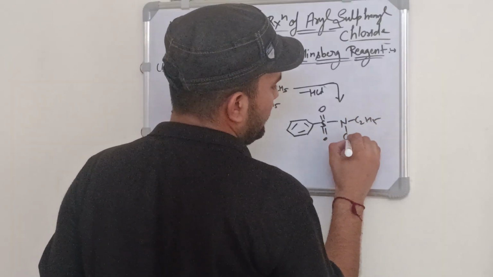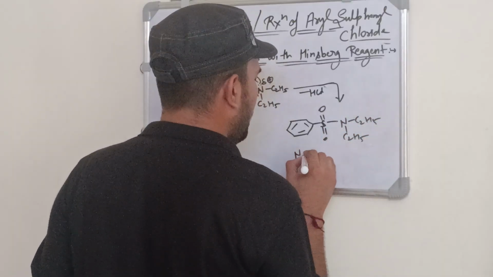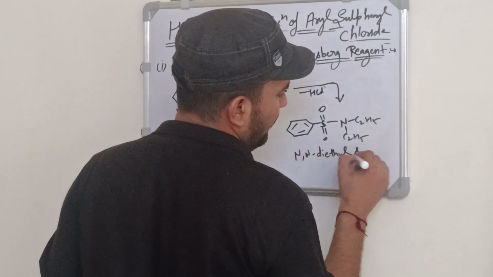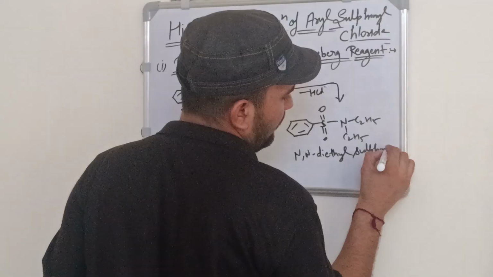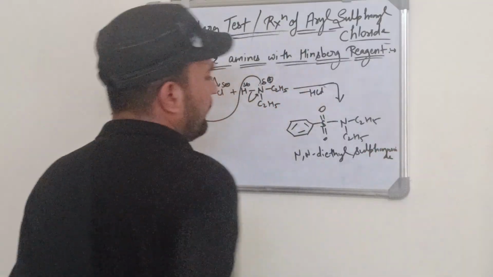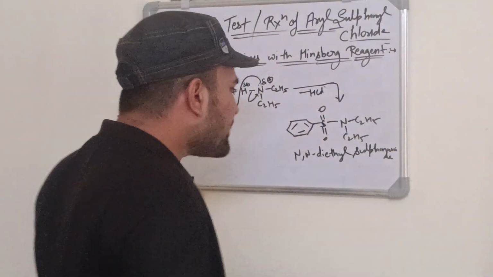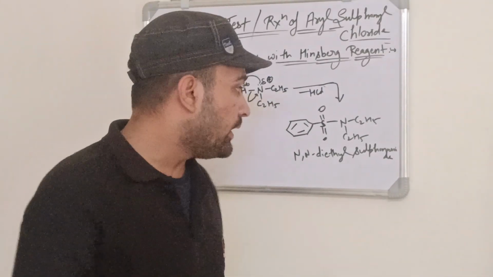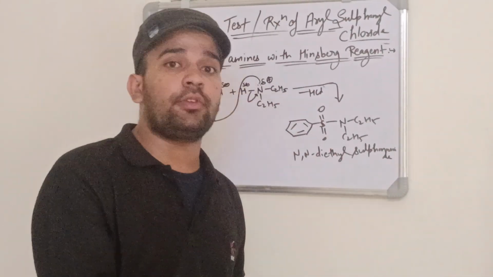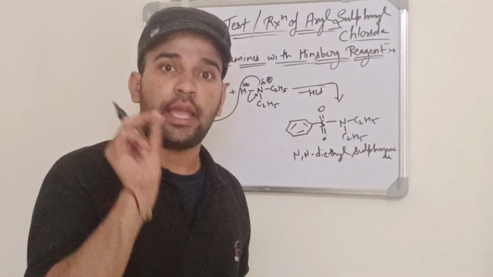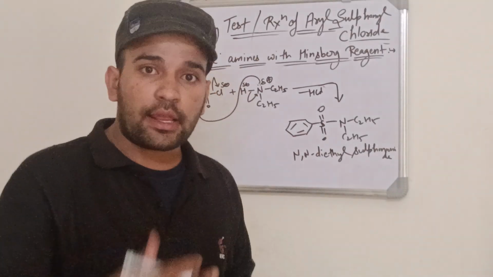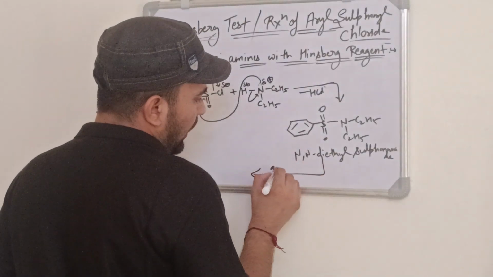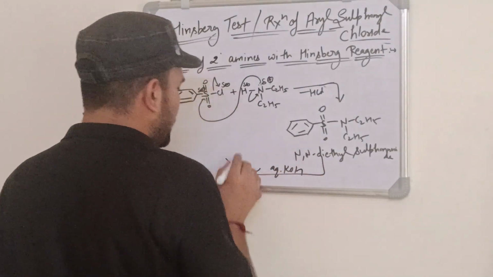N, N-diethyl sulfonamide. Now in this case you see there is no acidic hydrogen present. That means it can never react with aqueous KOH or aqueous NaOH. That means it can never react with alkaline solution. Okay, no reaction with aqueous KOH, no reaction.